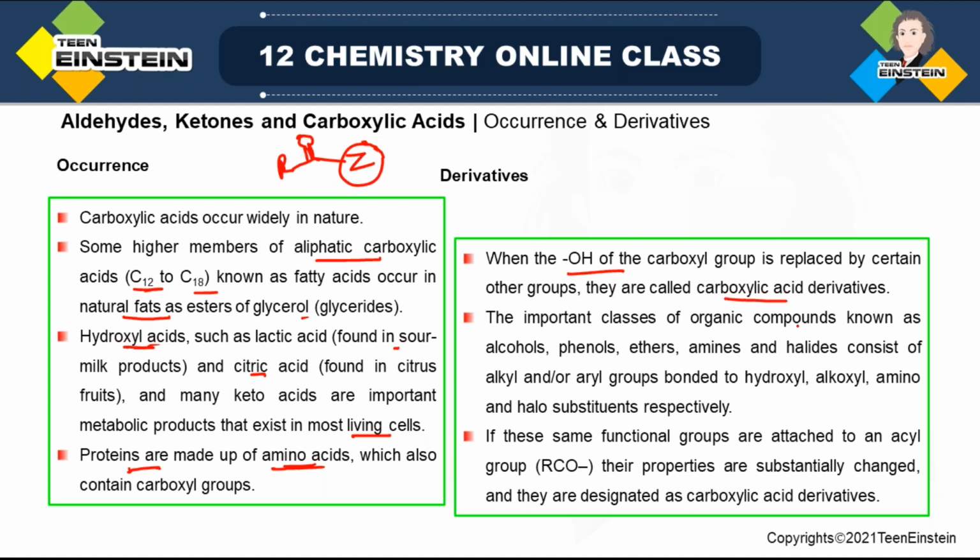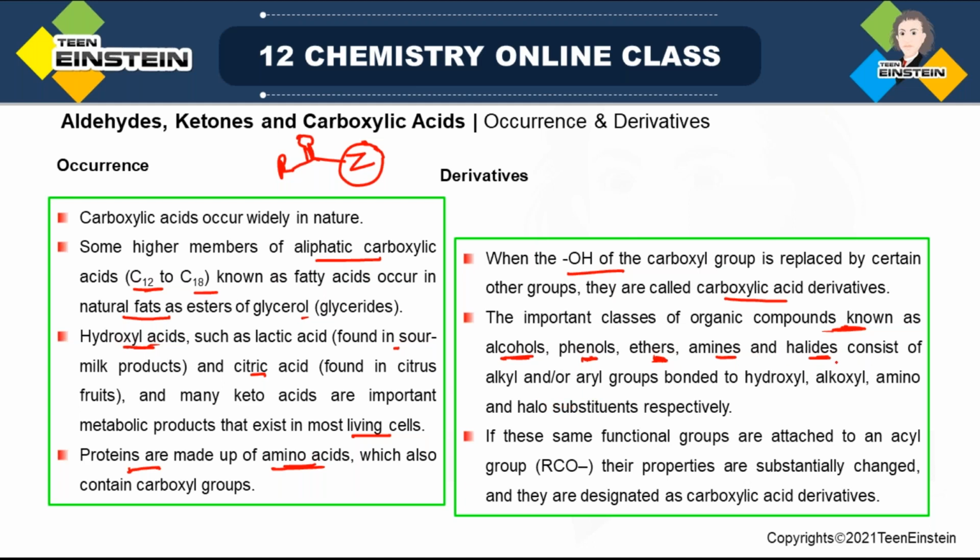Now the important classes of organic compounds. What do we know? We know alcohols, general formula ROH; phenol, PhOH or ArOH if it is substituted benzene; then ether, ROR; amine, RNH2; halides, RX. So all these are different important classes of organic compounds, right? Now in these compounds, there is presence of different groups: alcohol OH, phenol OH, ether the presence of alkoxy, amine the presence of NH2, right?